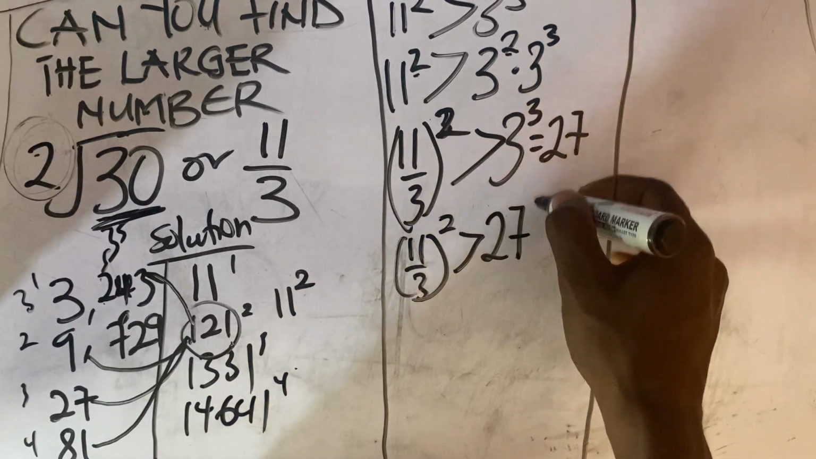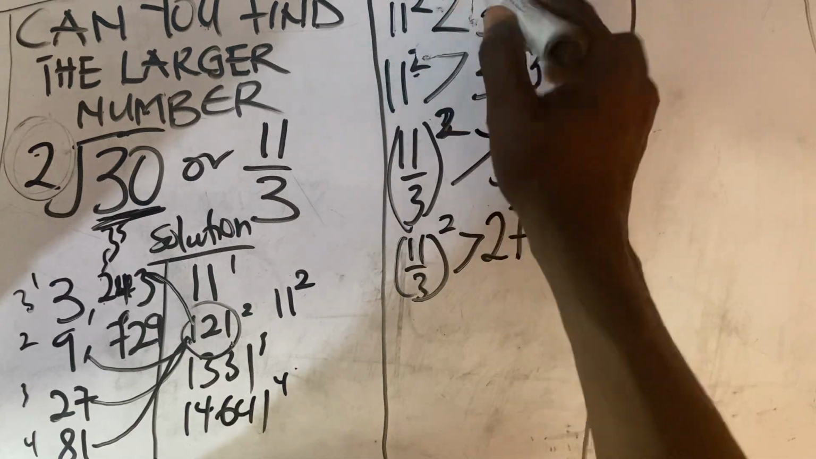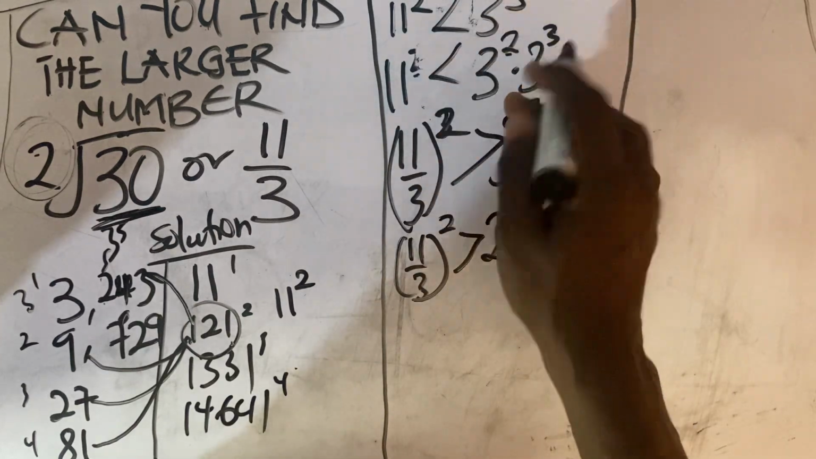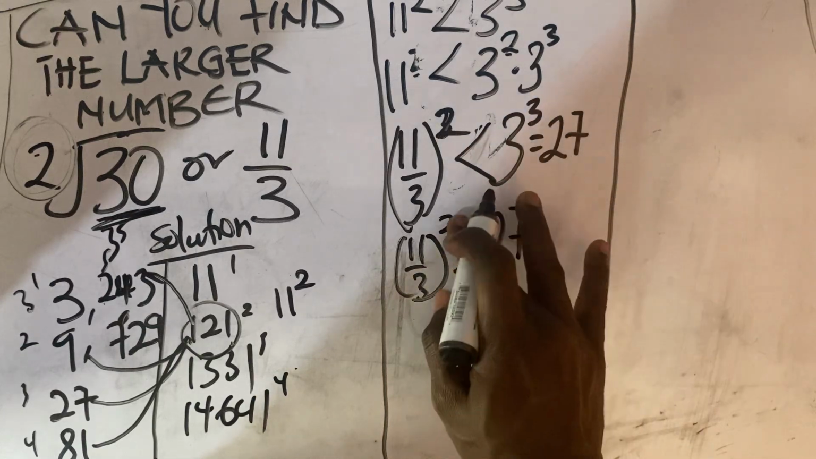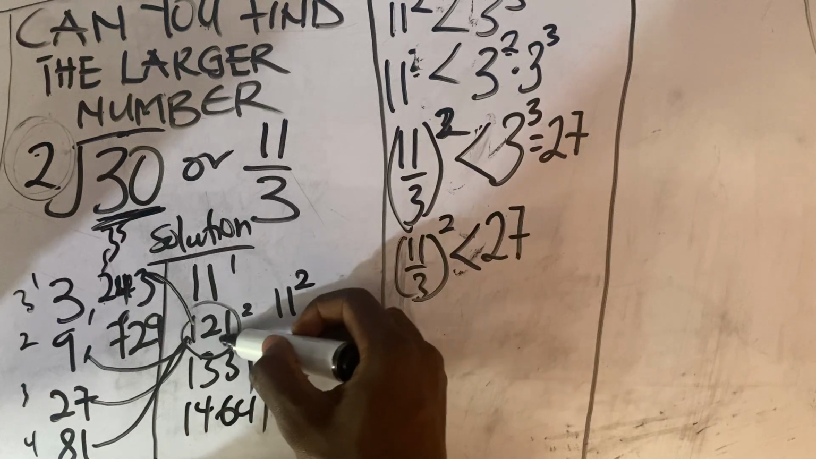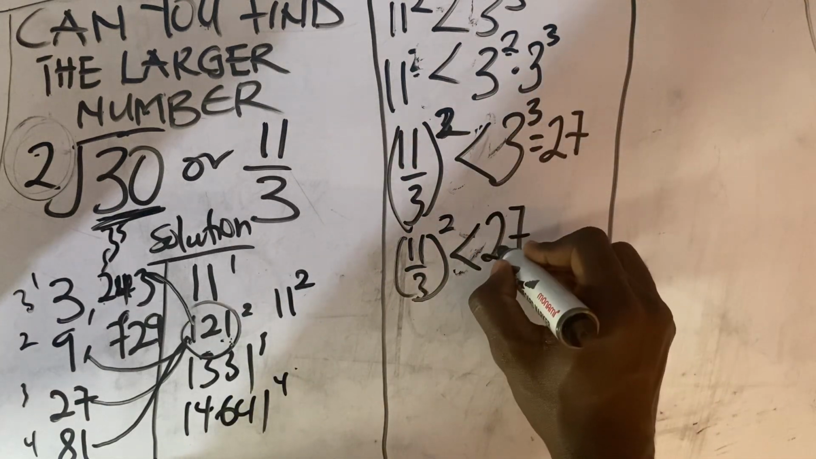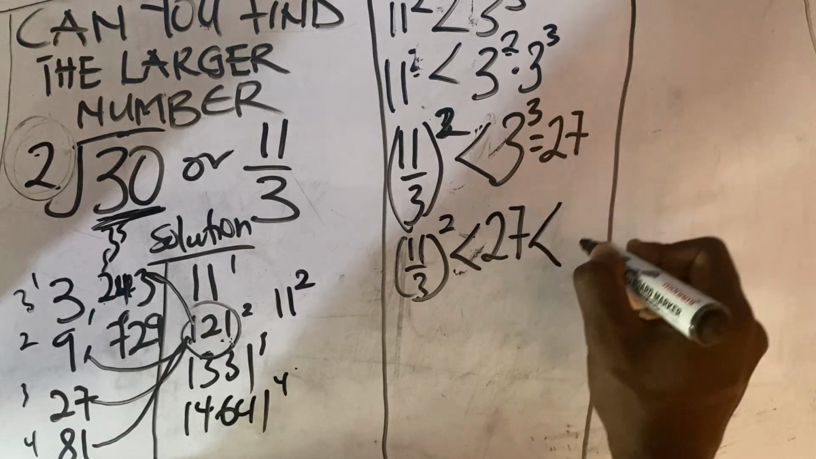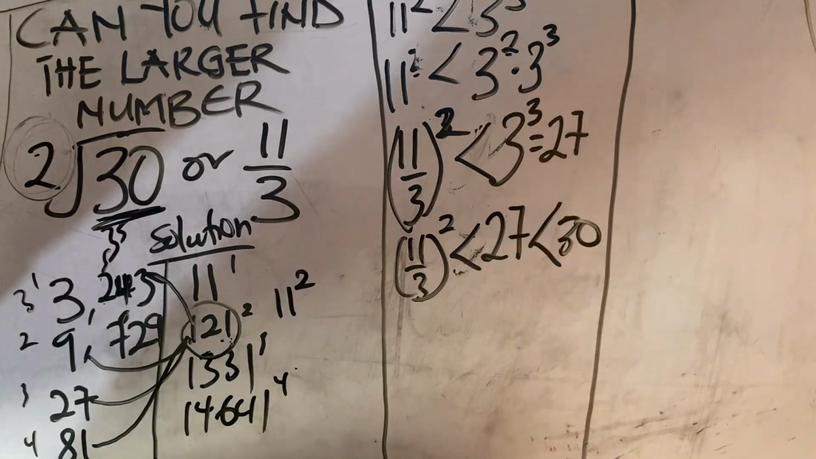No, so our 3 raised to the power 2 is rather greater. Sorry, so I'll correct that. It's rather less, right? So 11 over 3, the 11 here, which is 121, is less than that, right? So I've corrected that. Now 27 here is also less than our 30 here, right, in this case.